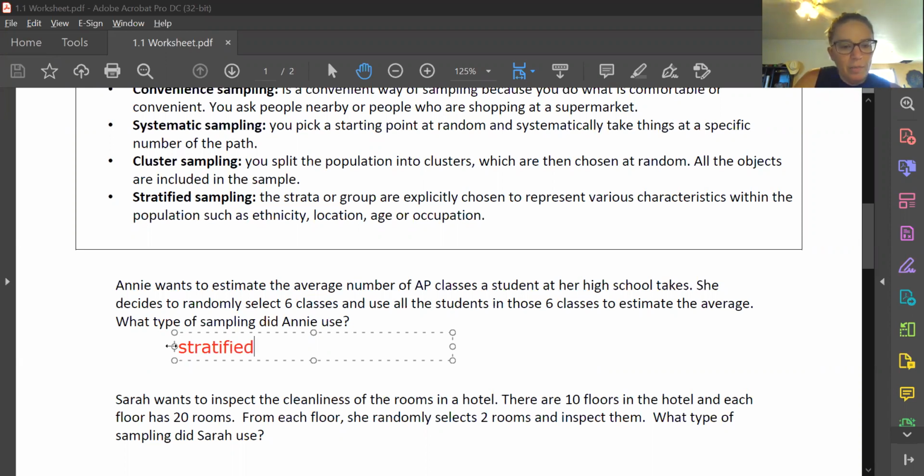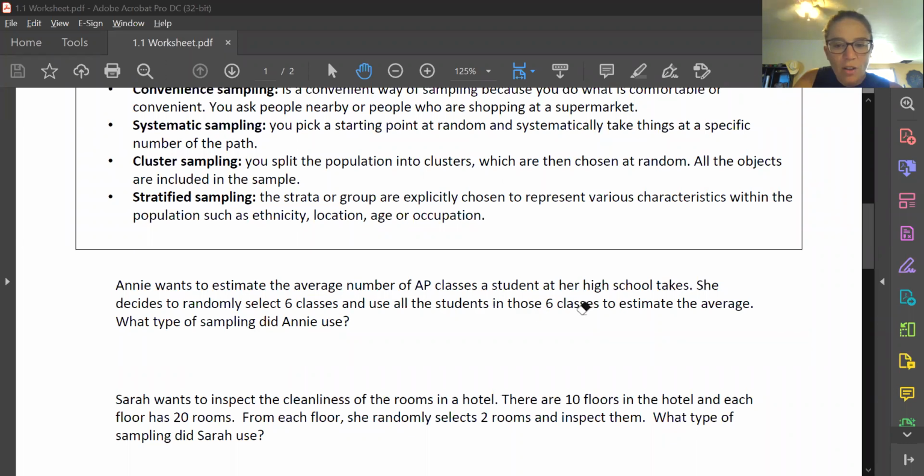All right, number 2, Sarah wants to inspect the cleanliness of the rooms in the hotel. There's 10 floors in the hotel. Each one has, oh my goodness, I already messed up. My son was just talking to me, so forgive my error. I was trying to listen to him and write this. Let me get the eraser.